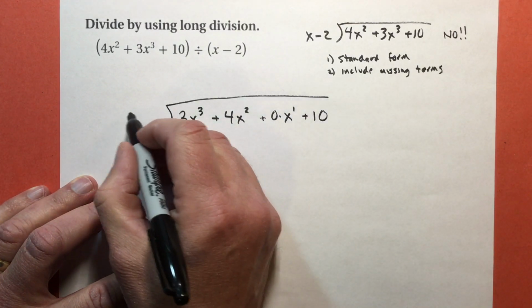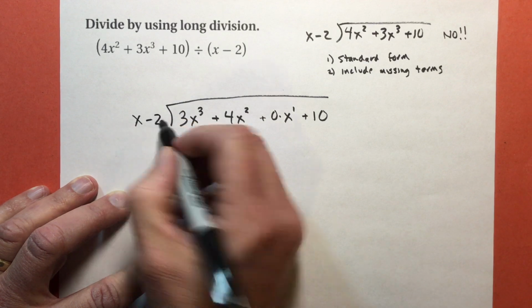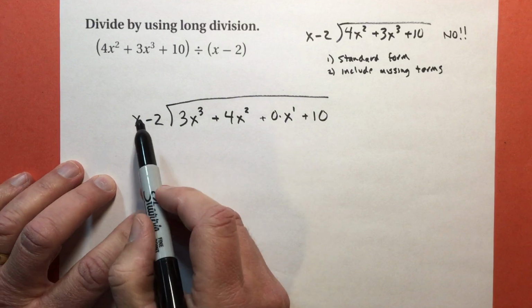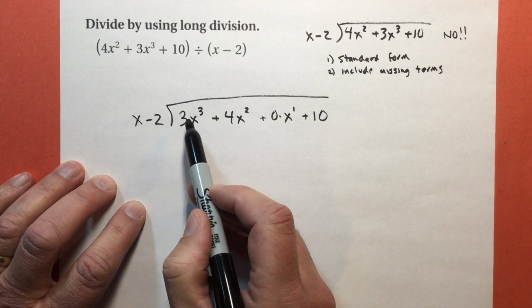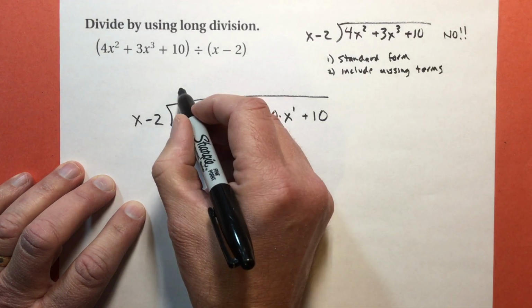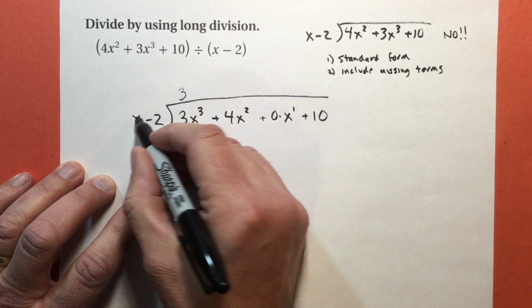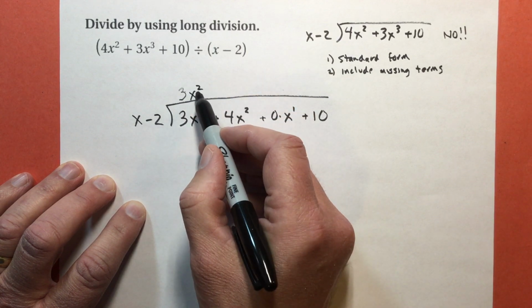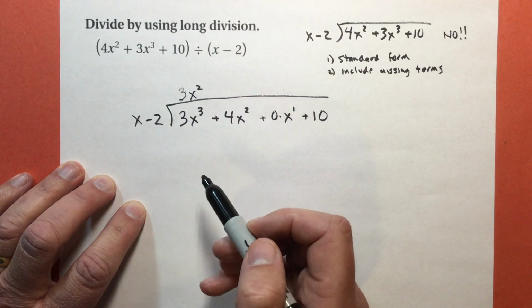That went a little high. Now everything else is going to occur just like we did before. What do I multiply x by that equals 3x to the third power? That's going to be 3 times 1 is 3, x to the second power. X to the second power times x is x to the third power.